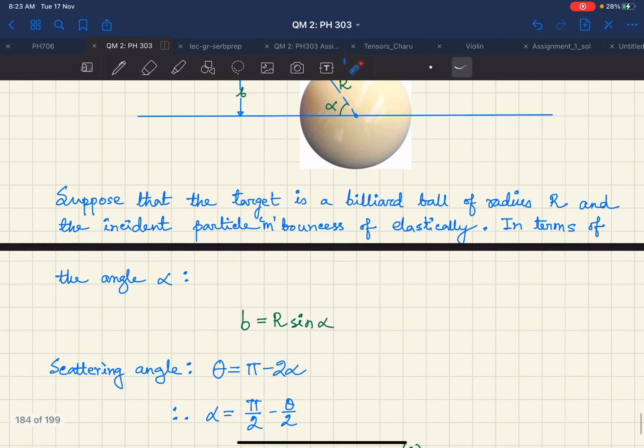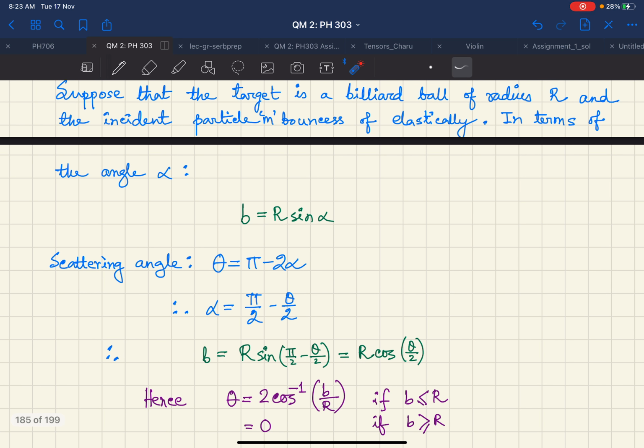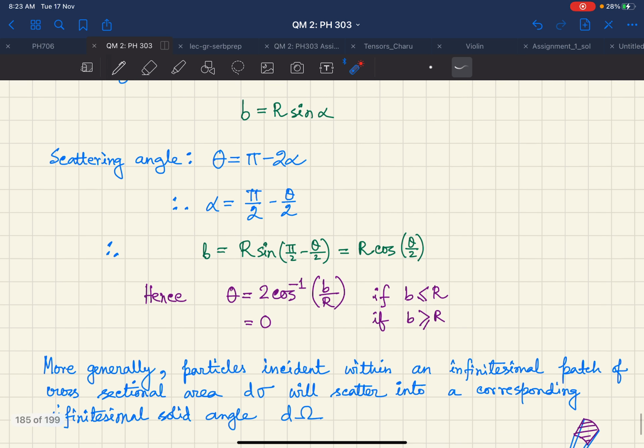So pi minus 2 alpha is your theta, therefore alpha is pi by 2 minus theta by 2, and you can replace this alpha here. Therefore you can find your impact parameter in terms of the scattering angle theta, which is r sine of pi by 2 minus theta by 2. Your target was to write the impact parameter as a function of the scattering angle theta. So this is r cosine theta by 2. That is what you have written.